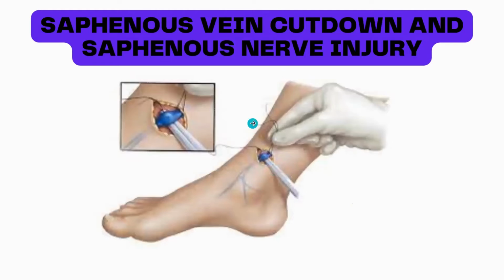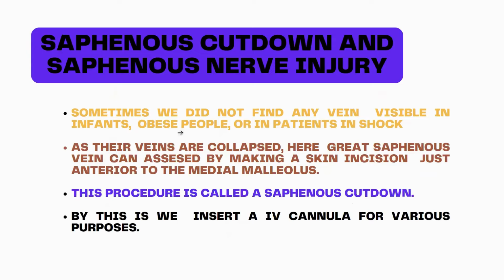In this diagram, we have seen the saphenous venous cutdown. So this is the procedure of the saphenous venous cutdown. Saphenous venous cutdown and saphenous nerve injury. Sometimes we do not find any visible vein in infants, obese people, or in patients in shock. So how will you establish an IV line in such patients as their veins are collapsed?